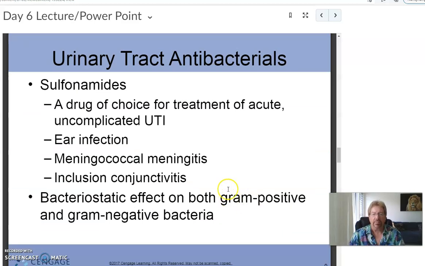Urinary tract antibacterials. Urinary tract infections, guys, are quite common, more common in females. Sulfonamides are a drug of choice for treatment of acute uncomplicated UTI. UTI, of course, is urinary tract infection. Also used for ear infection, meningococcal meningitis, which is infection and inflammation of the meninges, and inclusion conjunctivitis, irritation of the conjunctiva, the lining of the eyelids. They have a bacteriostatic effect on both gram-positive and gram-negative groups of bacteria. Bacteriostatic again means it slows the development of it. It doesn't kill it. That would be bactericidal.